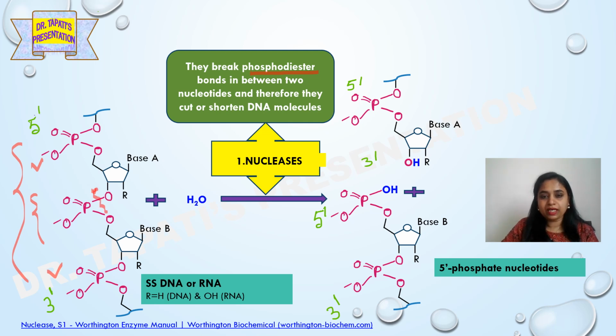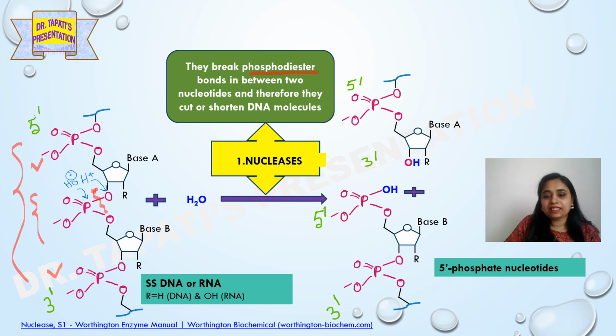So there will be breakage of the phosphodiester bond, and in this case water is involved. So nuclease is acting on the DNA or RNA molecule in the presence of water. So the water molecule you can write in this way. Water means H plus ion and OH minus ion, right? So the H plus ion will attach with this oxygen group which is present with the sugar moiety, whereas OH minus will attach with the phosphate group.